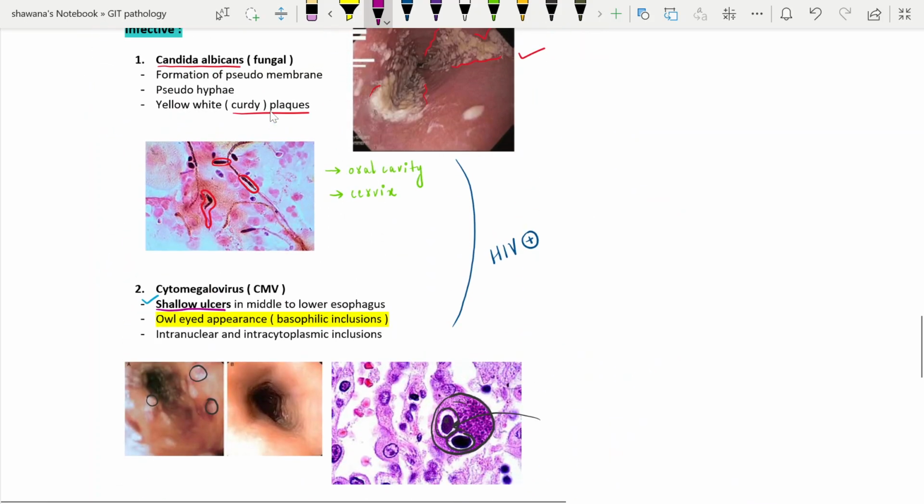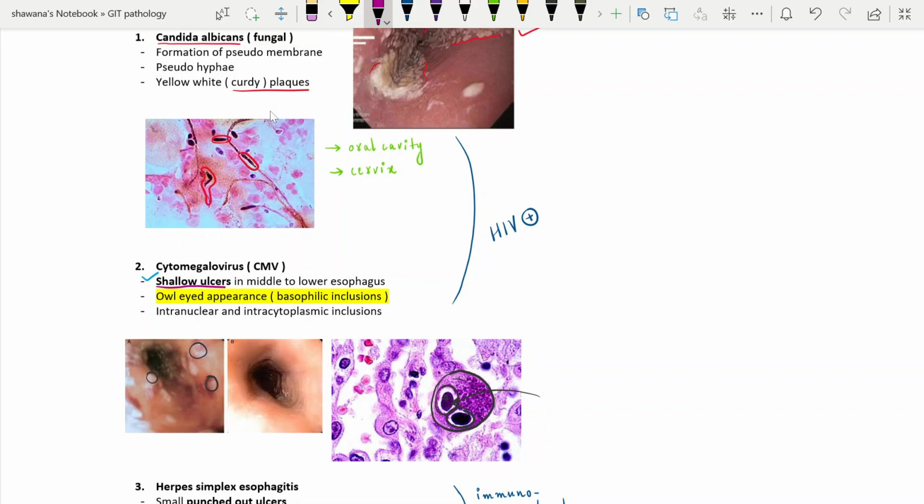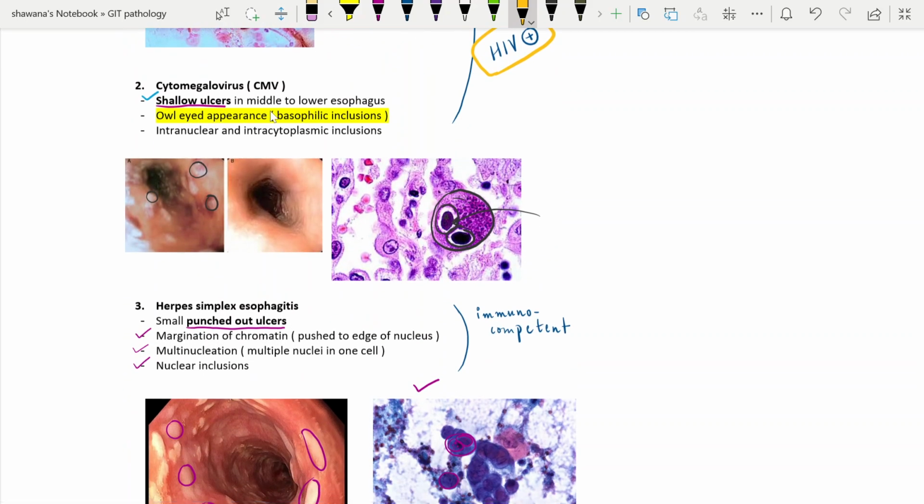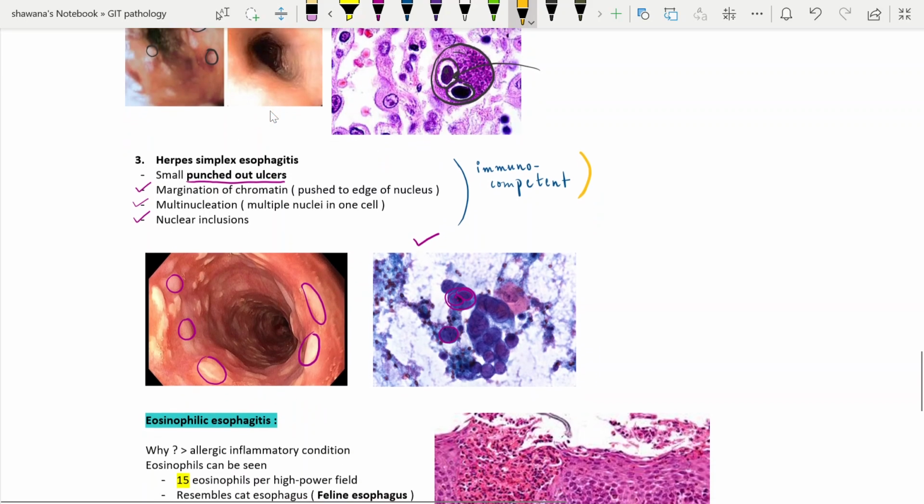But here these three infections are there, and the clinical vignette can also suggest that these patients are immunocompromised, meaning the immune system is not functioning properly. But herpes infection can also occur in immunocompetent patients whose immune system is functioning properly.